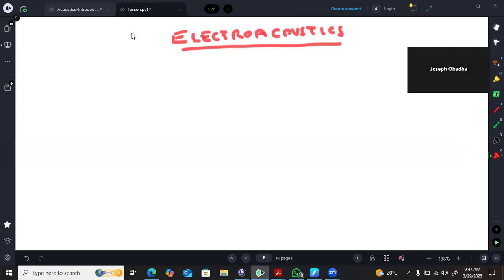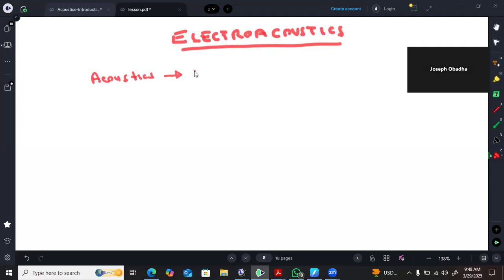In this unit, we are going to study the introduction to electroacoustics, and we'll begin by defining what acoustics is. So acoustics has something to do with sound, and actually it is considered to be a science which is concerned with the production, control, transmission, reception, and effects of sound.